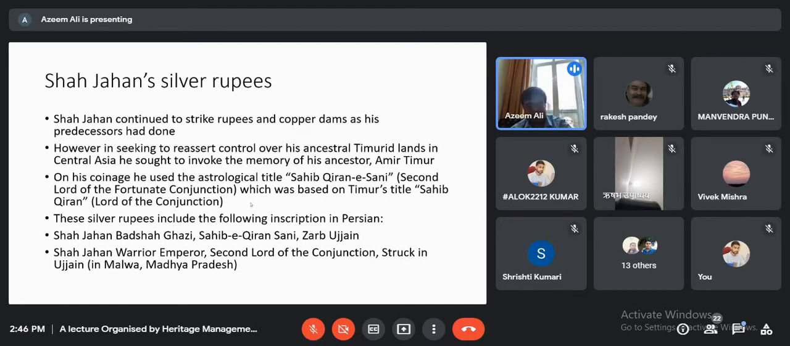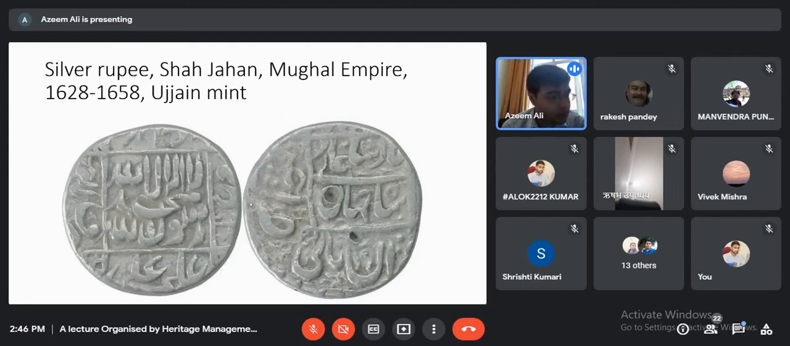These silver rupees include the following inscriptions in Persian: Shah Jahan, Bacha Ghazi, Sahibi Kirani Sani, Zab Ujjain, which is now in Malwa, in Madhya Pradesh. So it translates as Shah Jahan, warrior emperor, second lord of the conjunction, struck in Ujjain. And here's one of the rupees, which I also have here. This is the actual one pictured. This is struck in Ujjain. So you can see here Badshah, Shah Jahan, and then the Kalima here, and the names of the Rashidun, the Sunni caliphs here.